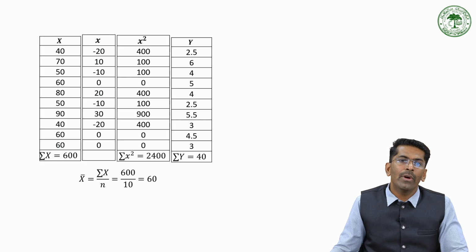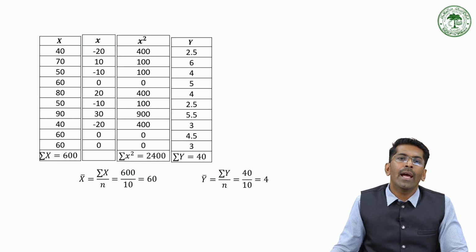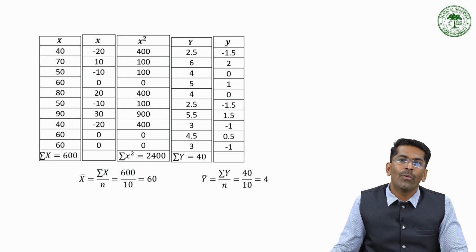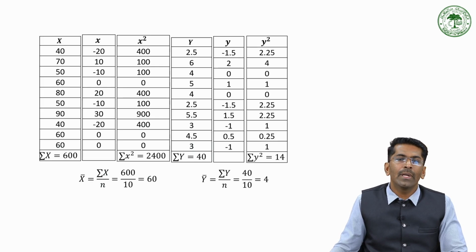Similarly, we have the y value, and the sum of y is equal to 40, and the mean value is equal to 40 divided by 10, which is equal to 4. So accordingly I have calculated the small letter y, which is y minus 4. So 2.5 minus 4 is equal to minus 1.5, and so on for the remaining values. Then I have squared each value, so it becomes y square, and after that I have added together all the y square values, so the sum of y square is equal to 14.